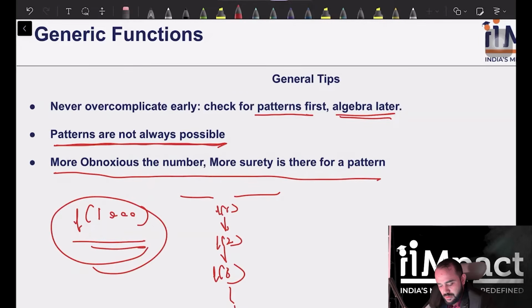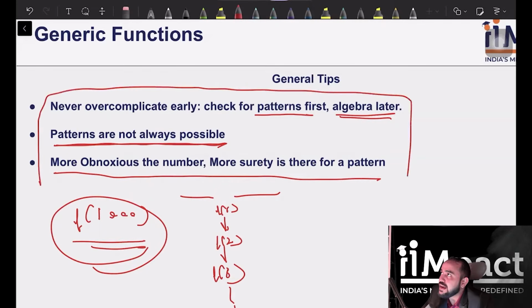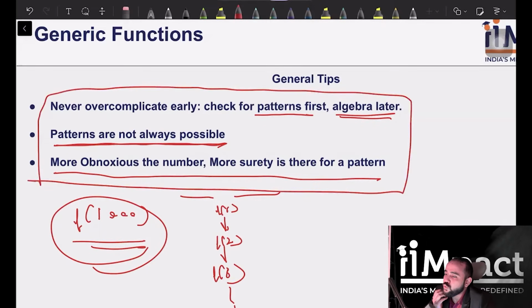Right? So keep these things in mind. Don't jump the gun. This is an advice which is also true for PNC. Don't jump the gun and start writing things. Observe what is happening. That will help you get to an answer correctly and, more importantly, faster. All right.